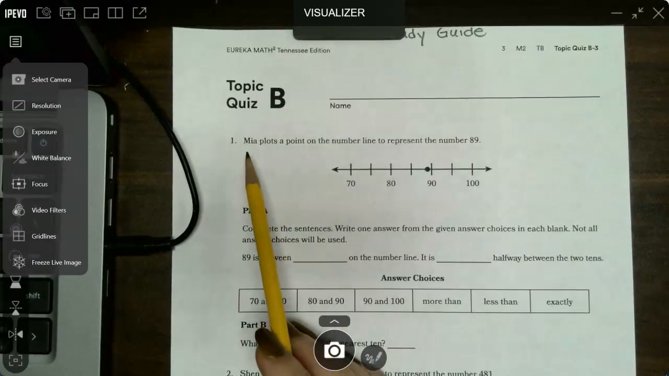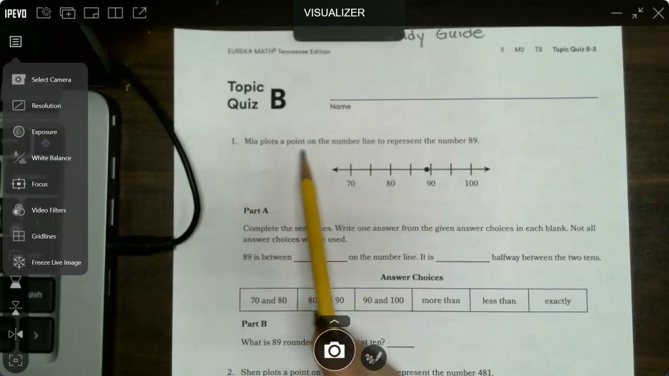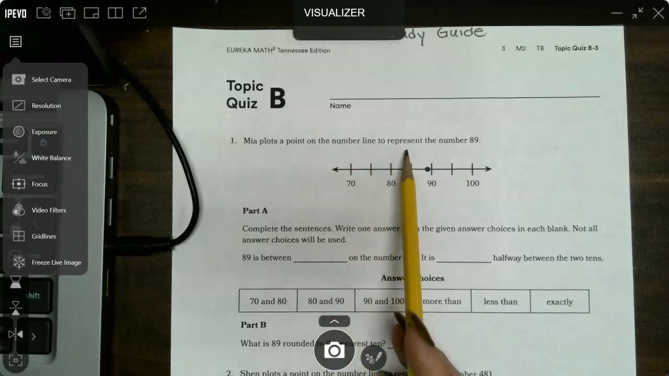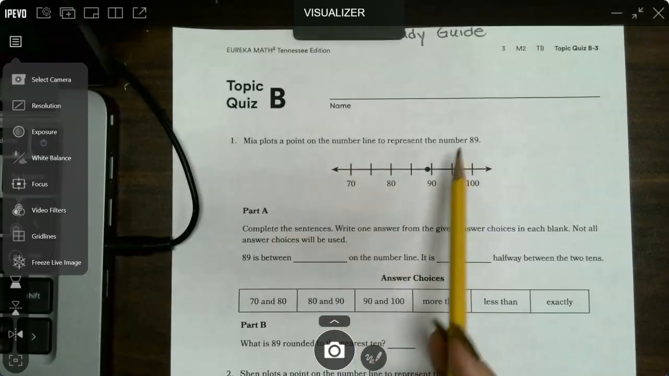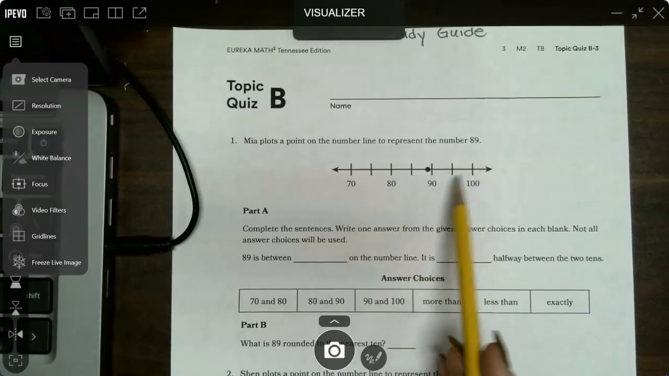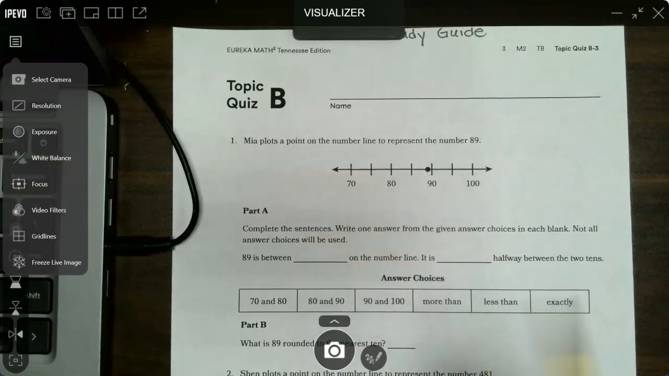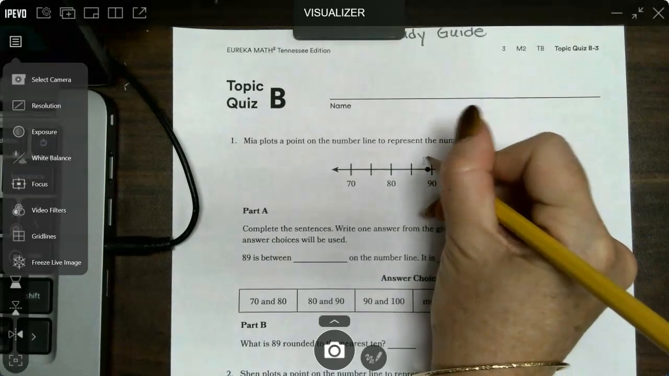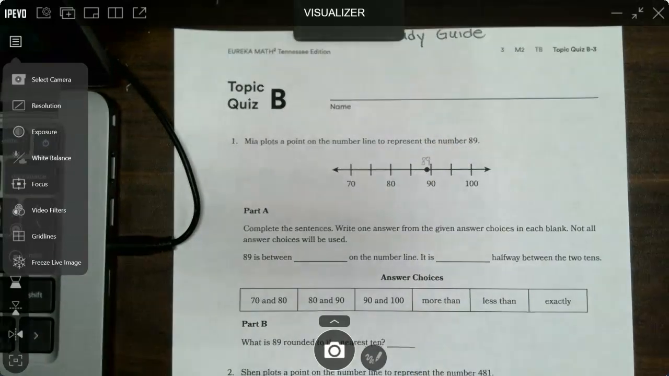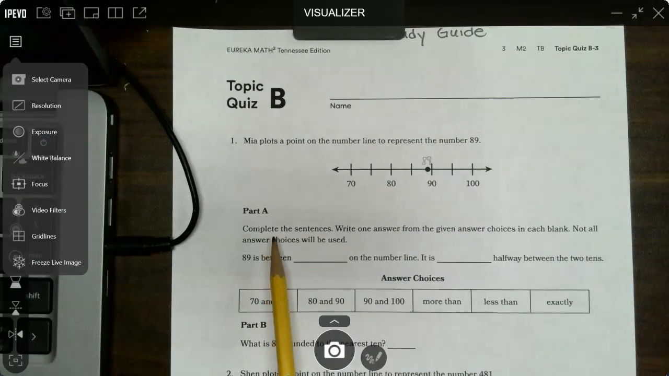So the first question says, Mia plots a point on the number line to represent the number 89. So here we have a number line, and you can see right here she has plotted the point that would represent 89. Part A asks us to complete the sentences. Write one answer from the given choices in each blank. Not all answer choices will be used.